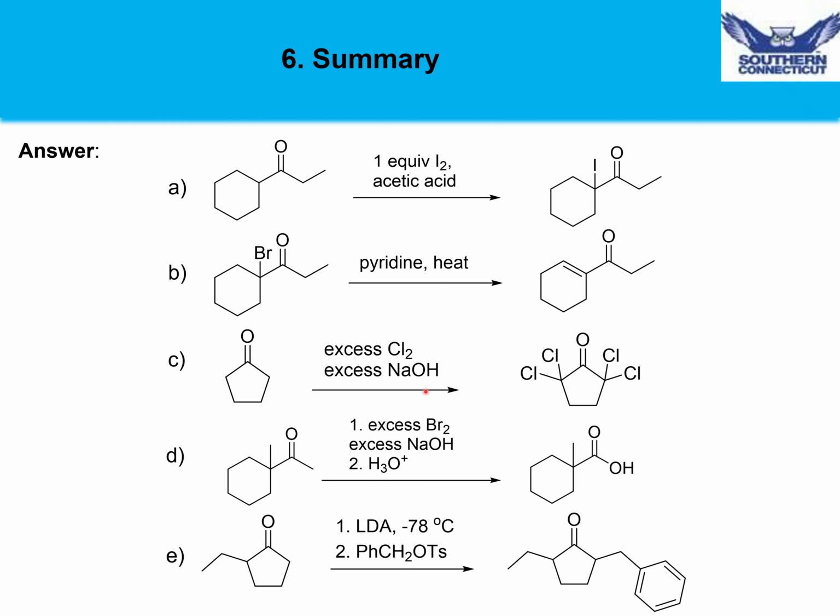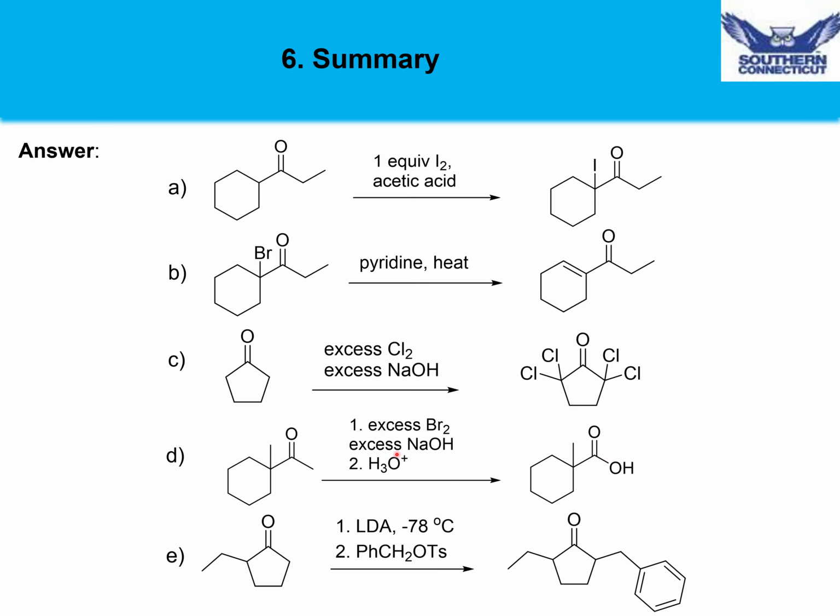We have an excess of chlorine and excess of base. So this would be a base promoted alpha halogenation. Every alpha hydrogen of this ketone will be substituted with a chlorine. So for that reason, we get this as a product.